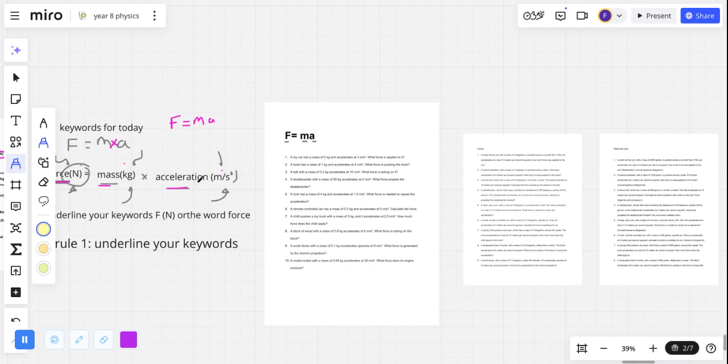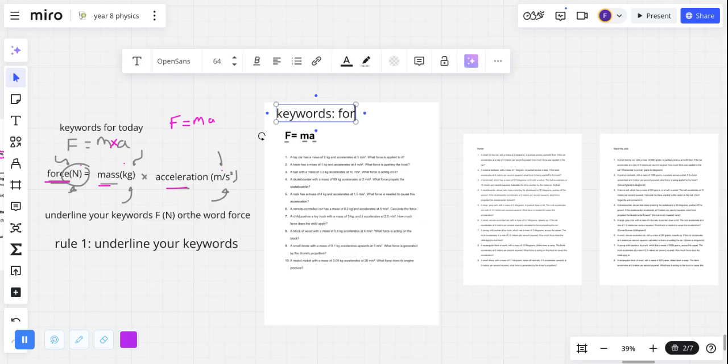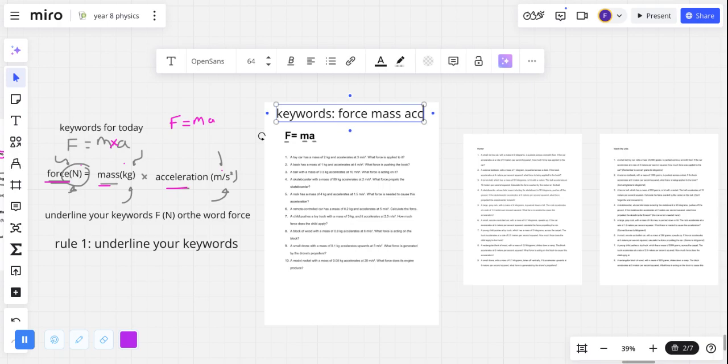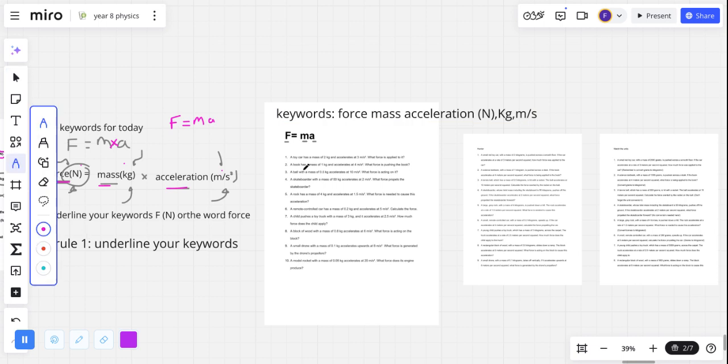Now, I'm going to put the keywords above this. So the keywords we're looking for are force, mass, or acceleration. And in all the cases, we are also looking for the units: newtons, kilograms, and meters per second. Oh God, that should be little m. Meters per second squared. Okay, and we're looking for these, and you've got to underline them. To be honest, for the first part, it's just the words force, mass, and acceleration.